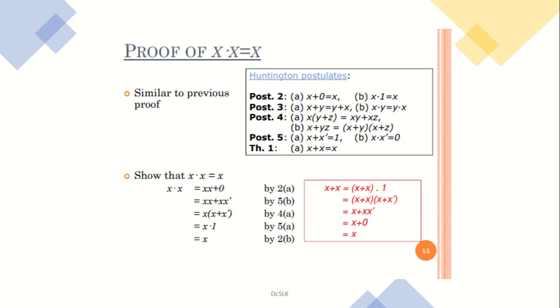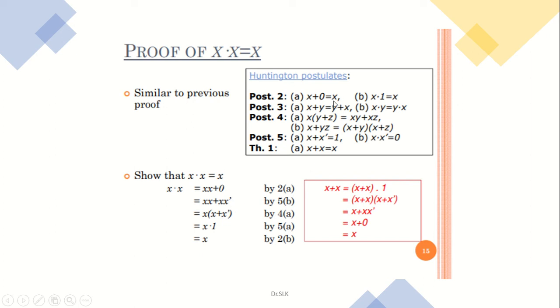The next proof is x into x equal to x. Similarly, like the earlier proof, we use Huntington's postulates 2, 3, 4 and 5, and theorem number 1, x plus x equal to x. Now x into x is equal to x. In the next step we add a 0 to this, so x into x plus 0, by postulate number 2a. When you add the identity element to a number, the number itself is given out.